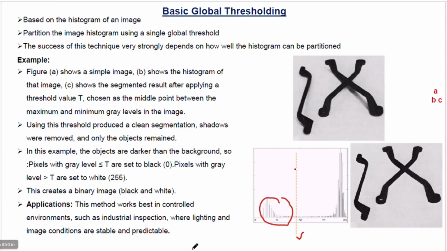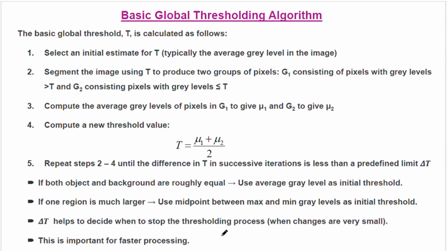This works very well in controlled environments such as industrial inspection, where lighting and image conditions are stable and predictable. To do this basic global thresholding, we have an algorithm. See the algorithm.